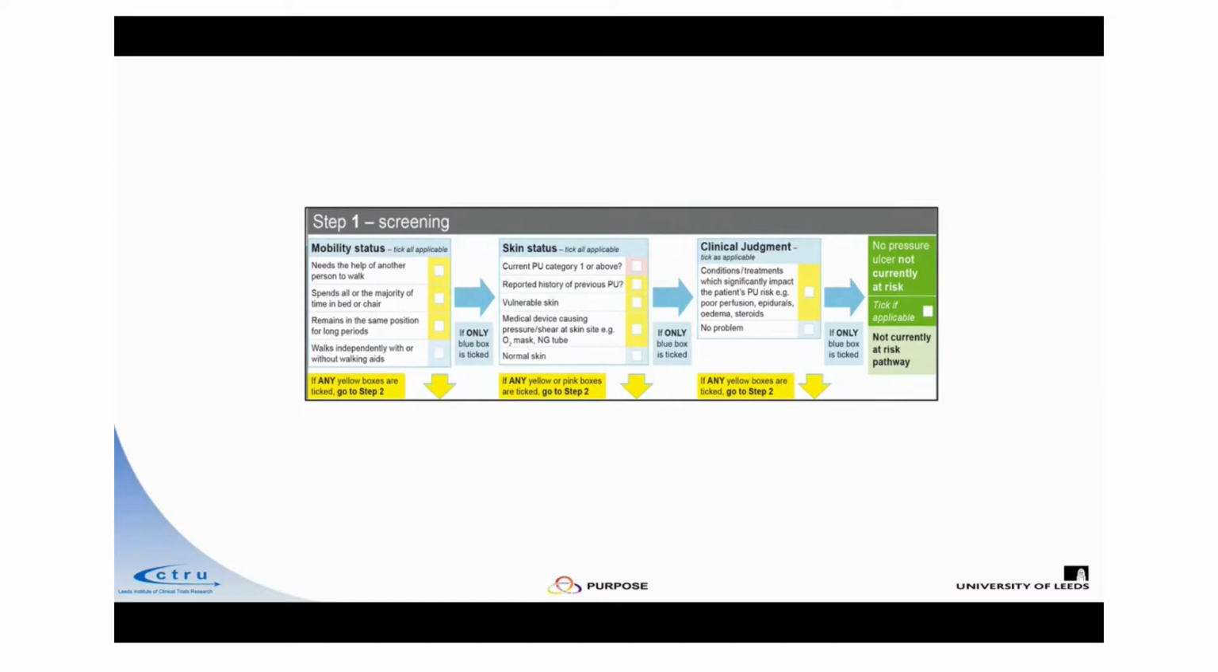And here you would look at whether they've got an existing pressure ulcer, whether they've got a history of pressure ulcers, or whether they've got vulnerable skin. And you'd also consider whether you were using medical devices which might cause pressure. So again, at the bottom, you've got normal skin. If it was normal, you would move across to the clinical judgment element. If you identified a pink box or a yellow box, you would go straight down to the full assessment. So assuming that we've got walking independently and normal skin, you would then move over to clinical judgment.